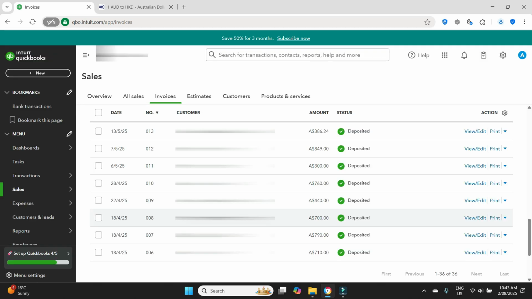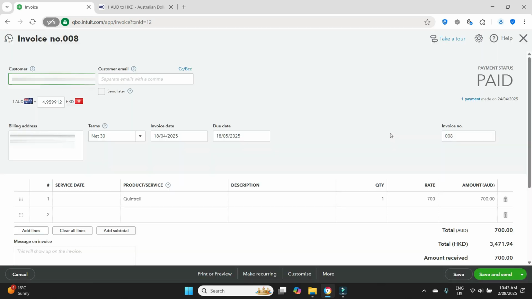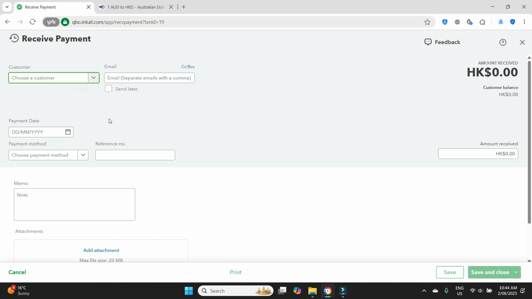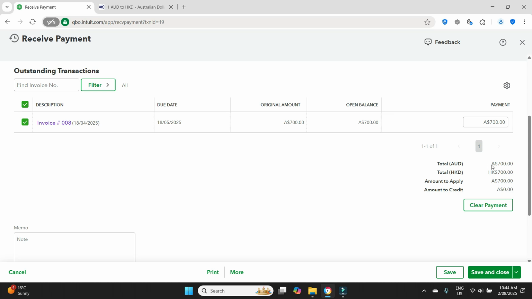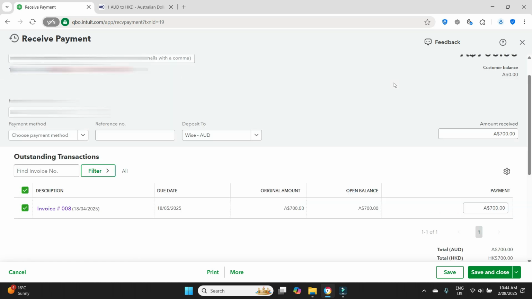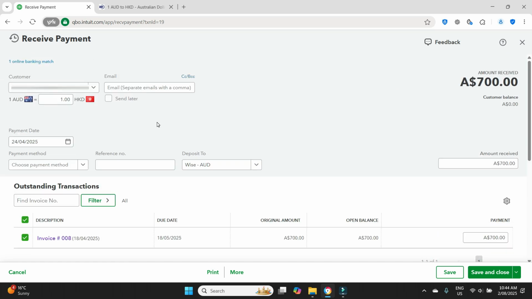So we'll go look at an older invoice, invoice number 8. The exchange rate of the sale is 4.95. Let's have a look at the payment. It was for 700 Australian dollars. But then you can see here the payment has gone in at 1 to 1, where it should be about 5 to 1. And if we scroll down, you can see Australian dollars 700, Hong Kong dollars 700, which is obviously not correct. This is the tricky thing, you don't even notice this stuff unless you're looking very closely.